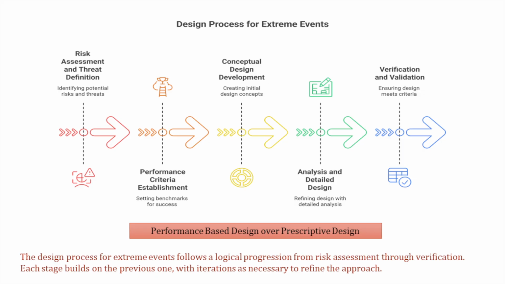Now we will talk about the design process for the extreme events. First, we have to assess the risk and the threat arising out of these extreme events. We will have to identify the potential risks and threats. After that, we need to determine our performance criteria. Nowadays, performance based engineering is coming into picture. So our performance based engineering is different from our conventional design methods. In our conventional design method, what used to happen is that we used to identify one performance level. We used to have only one performance level.